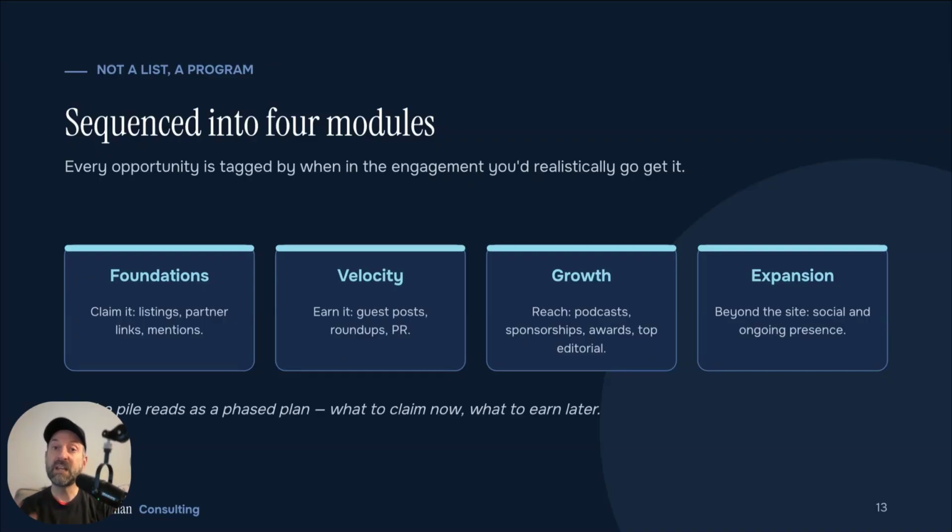So you're going to see foundational link opportunities. You'll see some directories and things that are easier to get and land, but they are foundational and maybe they're not the strongest. So then we move into the velocity bucket, which could be guest posting, getting into roundups, and doing some PR on platforms like Quoted and Featured. When we talk about growth, maybe we're starting to grow beyond just those other tactics, and we're going to think about podcasts. We're going to think about an awards page or something like that. And then for expansion, we can think about social media and maybe expanding into other platforms.